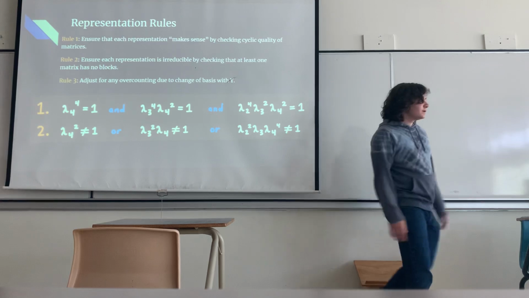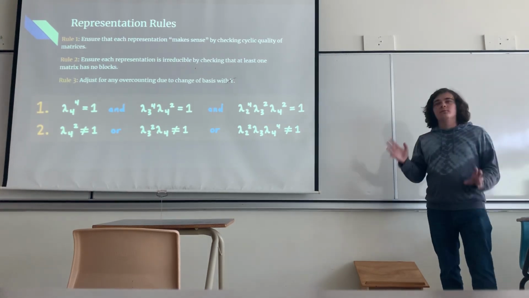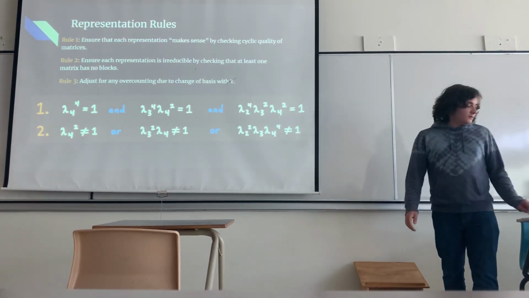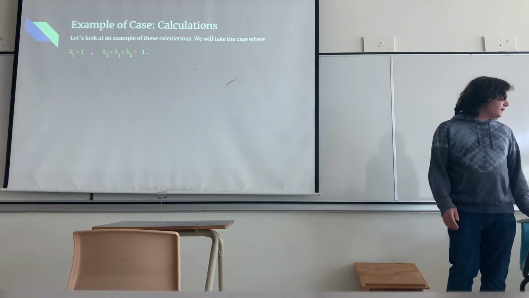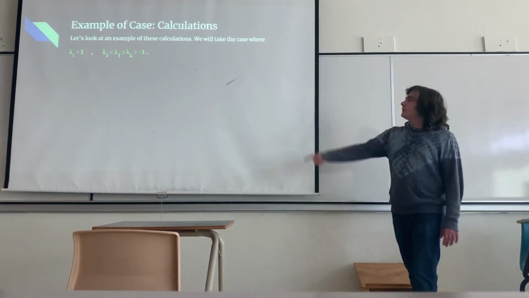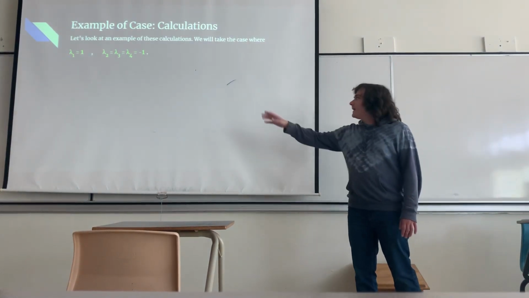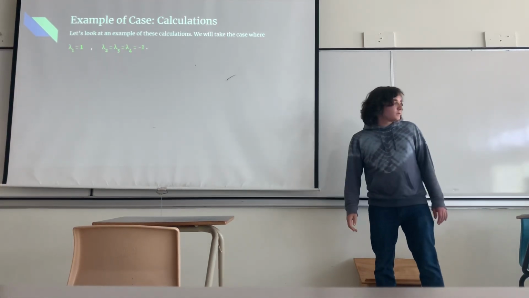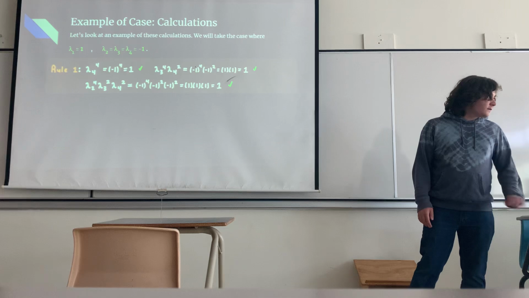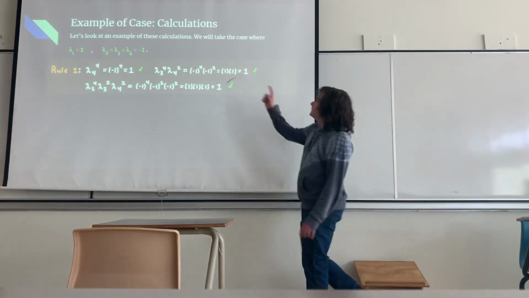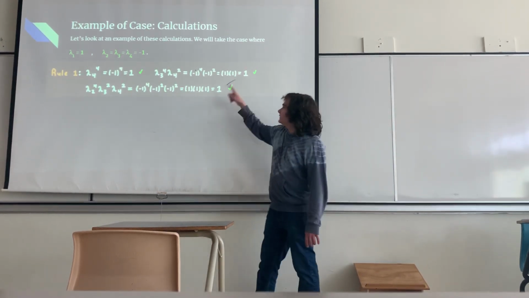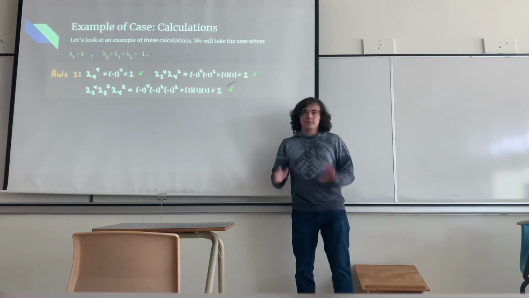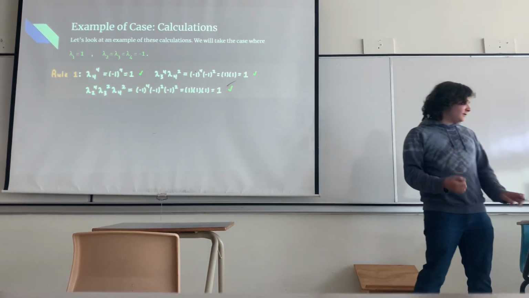Okay, so it's kind of a lot, but we're going to look at an example of what these matrices can look like and how the rules work, just to further emphasize what's going on. So I'm going to take the case where lambda 1 equals 1, and then the rest of them are all negative 1. So that's a pretty simple case, and we'll see what that looks like. So, in the first rule, we can see that each of these is satisfied, which means that all of the matrices cycle back to where they started. So that's great. We have at least a representation so far.